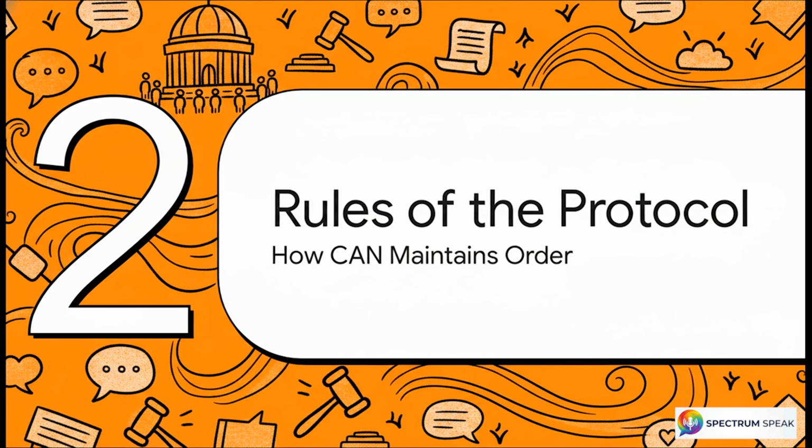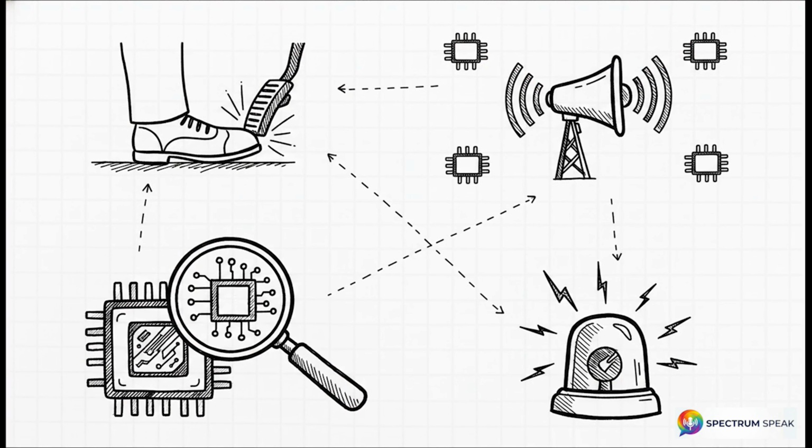Section 2. Rules of the Protocol: how CAN maintains order. Okay, so keeping that town hall analogy in mind, what are the hard rules that keep communication flowing smoothly without everyone talking over each other? First off, it's event-driven. Nodes don't just sit around twiddling their thumbs waiting for a scheduled time slot to speak. They only transmit when a specific event happens, like boom, you just pressed the brake pedal.